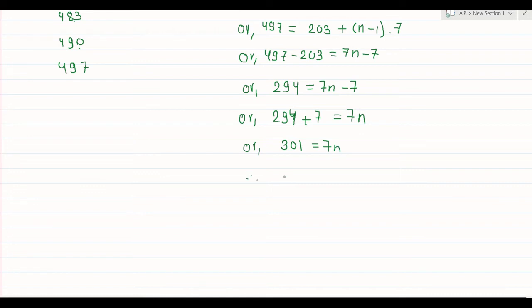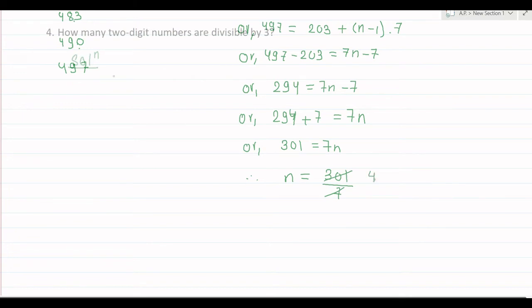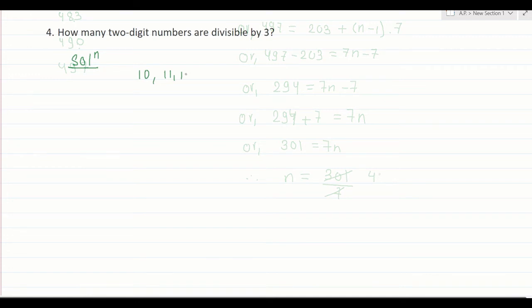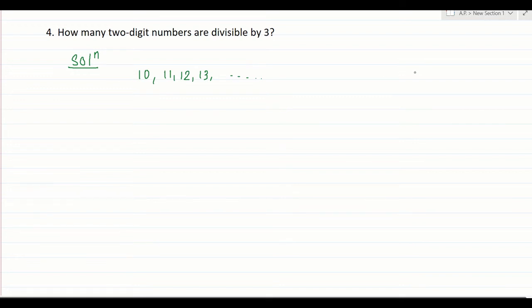How many two-digit numbers are divisible by 3? So what is the first two-digit number? The first two-digit number is 10, then 11, then 12, then 13, and so on. Isn't this? What is the last two-digit number? It is 99. The number before 99 is 98, and before 98 is 97. I hope you got it this way.